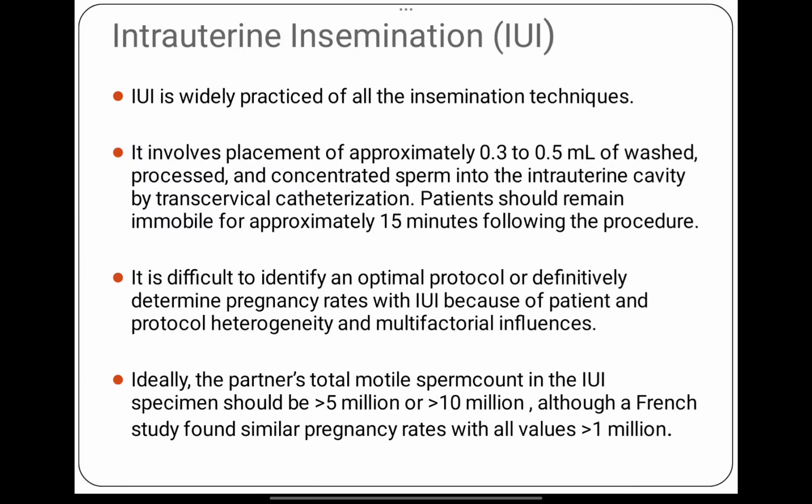IUI is the most widely practiced of all insemination techniques, where we directly inseminate 0.3 to 0.5 ml of washed, processed and concentrated sperm via transcervical catheterization, and the patient should remain immobile for approximately 15 minutes. It is difficult to identify an optimal protocol or definitively determine pregnancy rates with IUI, and it should be done if the count is more than 5 million or more than 10 million. So if the count is less than 2 million, then we can offer ICSI. If the count is between 5 to 10 million, then we can offer intrauterine insemination, meaning there is moderate oligospermia.